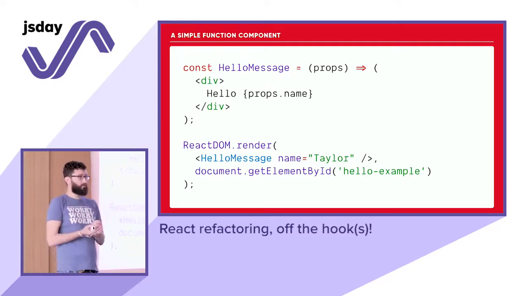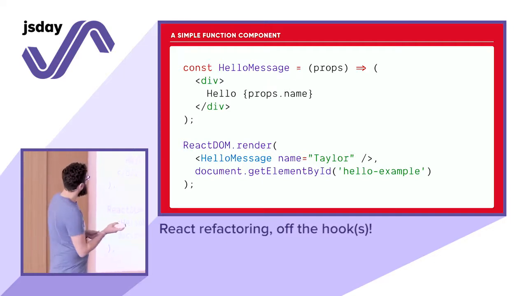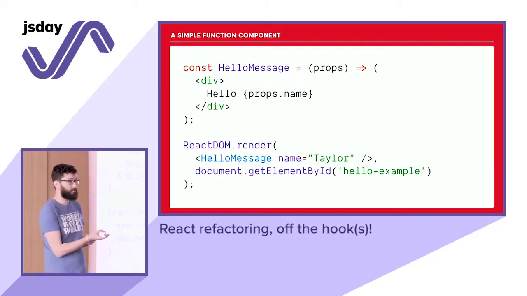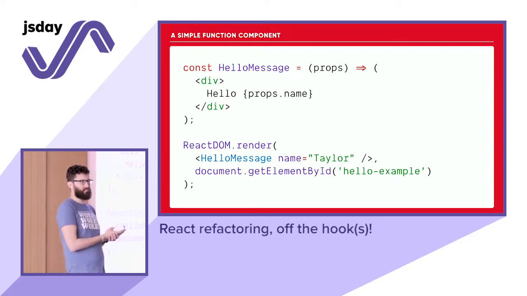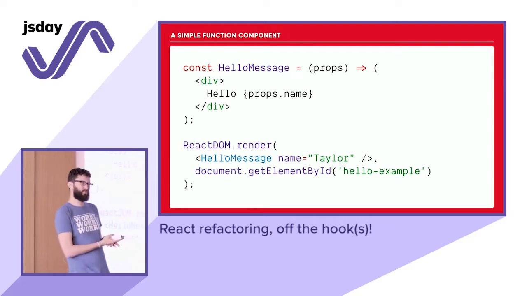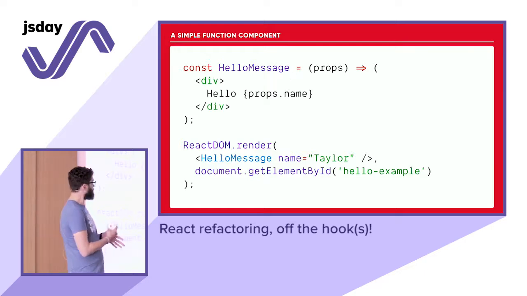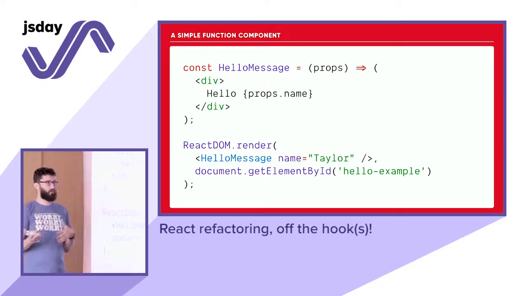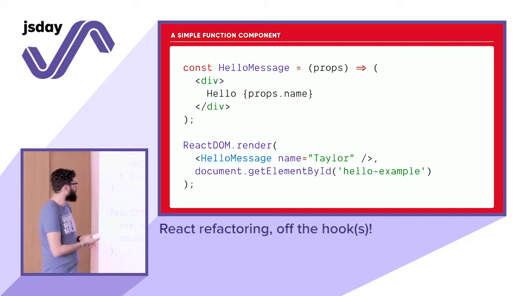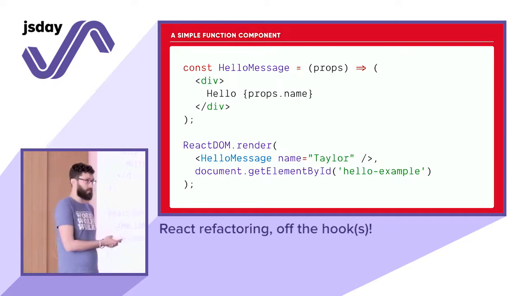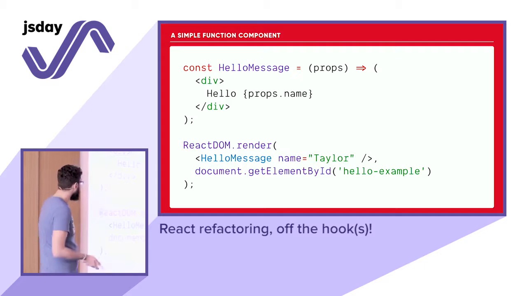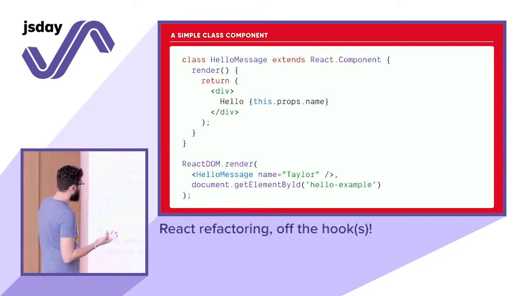So we have two ways of writing components in React nowadays. One is a function. Sometimes it gets called a functional component. That's not really true. Let's say a simple function component. And everyone in the room, I guess, has written code like this. It's a function that takes the props and renders them along with some markup. And then there is a class component.